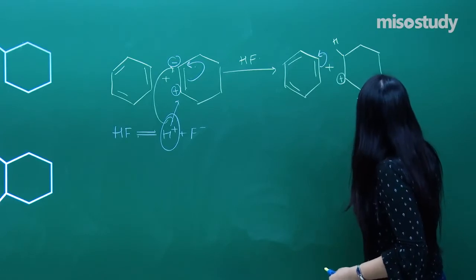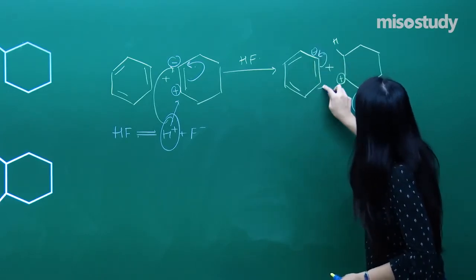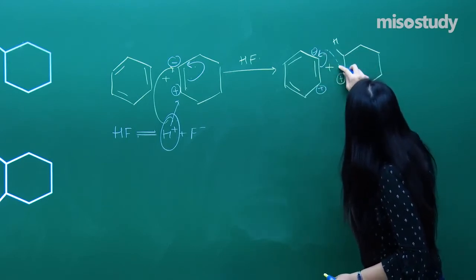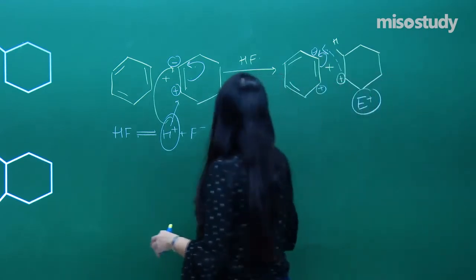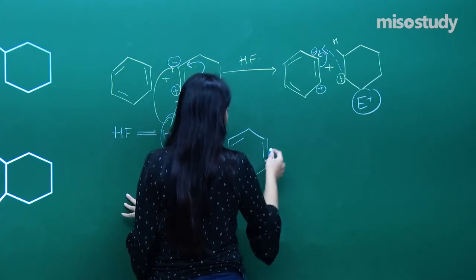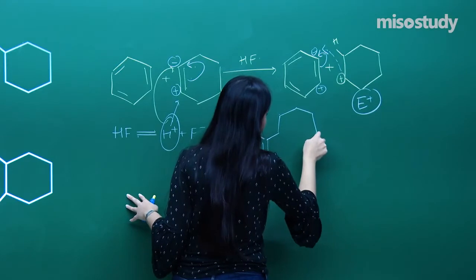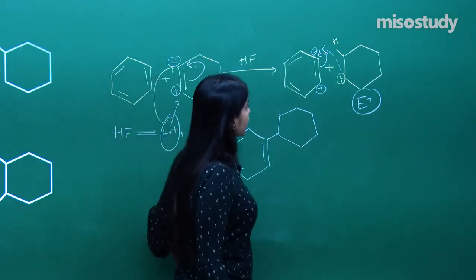This is the electrophile, let me just mention it. And what will happen now? Negative over here, positive over here. So definitely this positive will attack onto this very site. So what do we get? We get a benzene attached with a cyclohexane. So that is what we have over here.